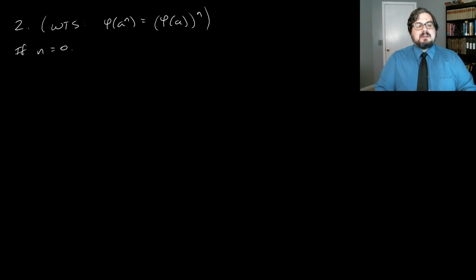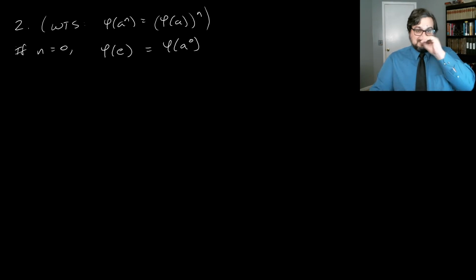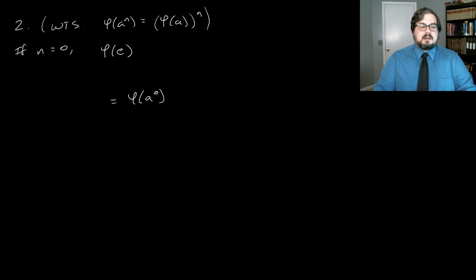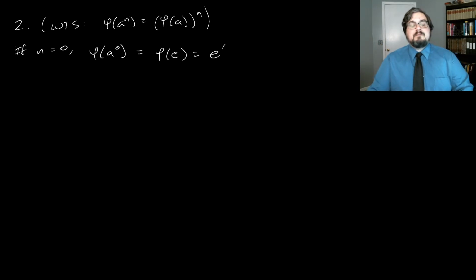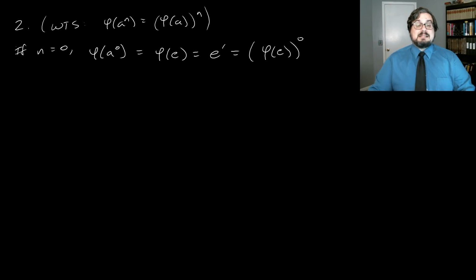We have that if n equals 0, then this is simply saying that phi of A to the 0 is equal to phi of E. We have that phi of A to the 0 is equal to phi of E. We know already from part 1 that that's equal to E prime, the identity of G prime, and so that's definitely phi of A to the 0th. All right, so that handles the n equals 0 case.